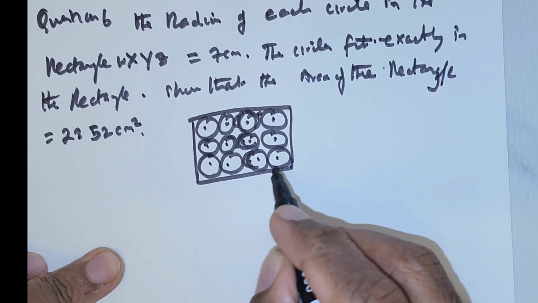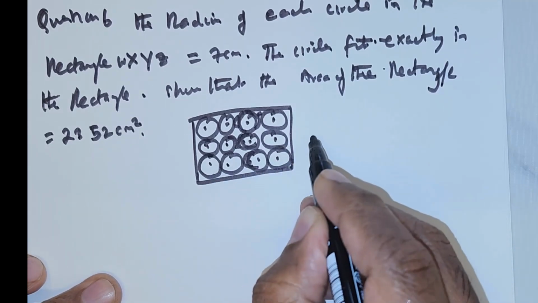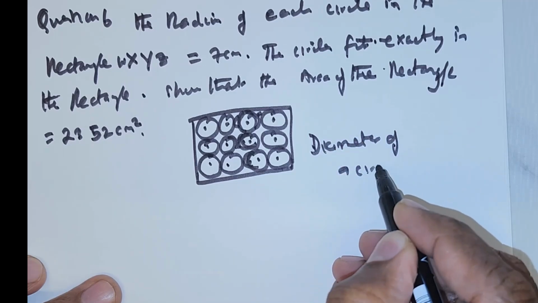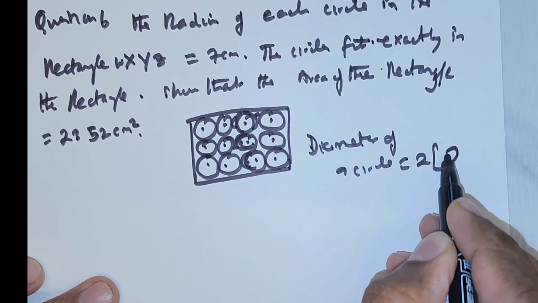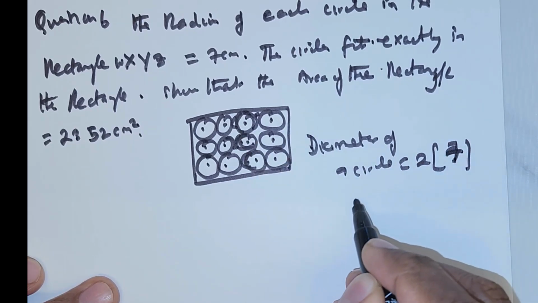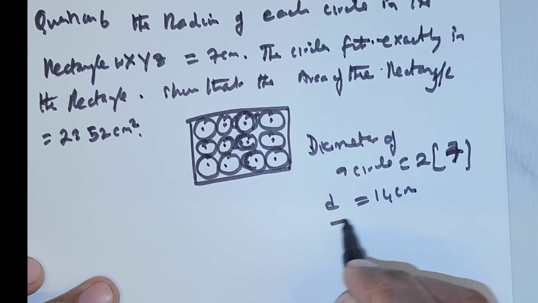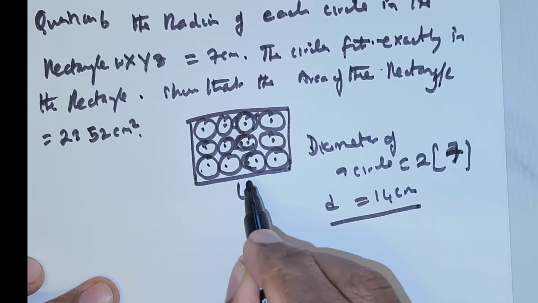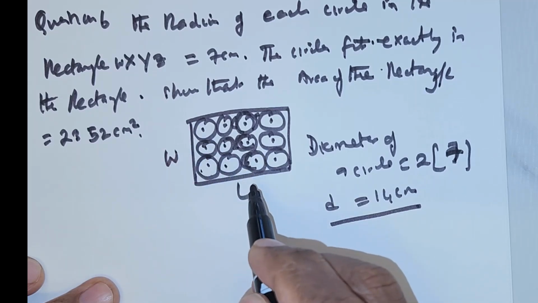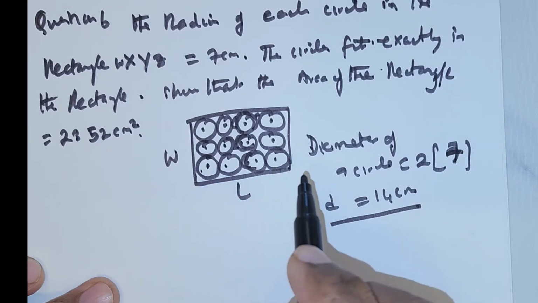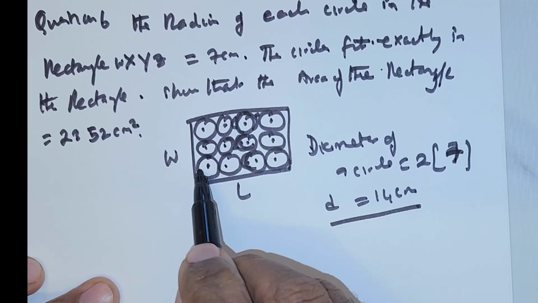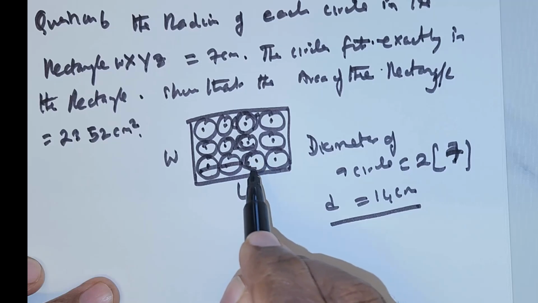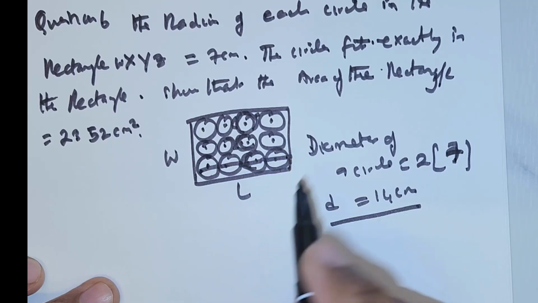Now the diameter, I want to find out the diameter of a circle, which is equal to 2 times the radius. The radius is given as 7, so this is equal to 14 cm. This is the diameter of the circle. Now to get the length, if I take this as L and this as W, the total length is going to be the diameter of this circle plus diameter of this plus diameter of this plus diameter of this, isn't it?